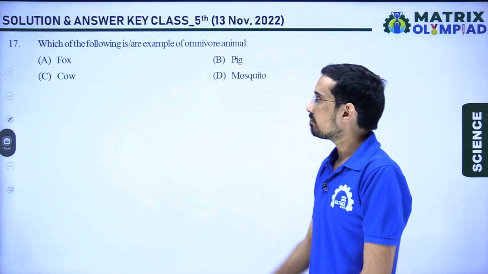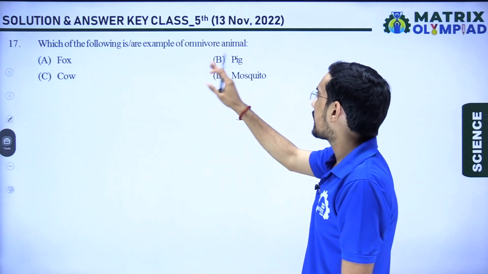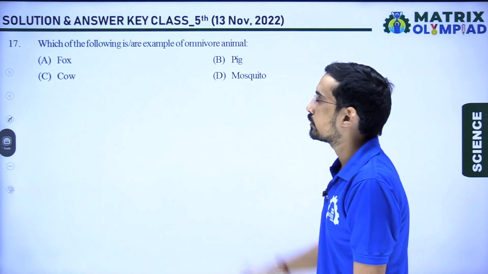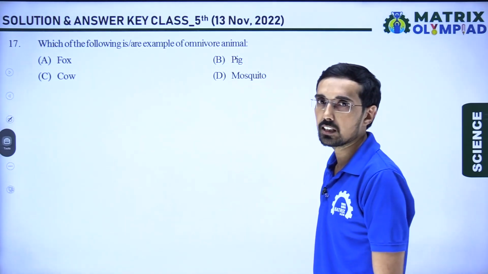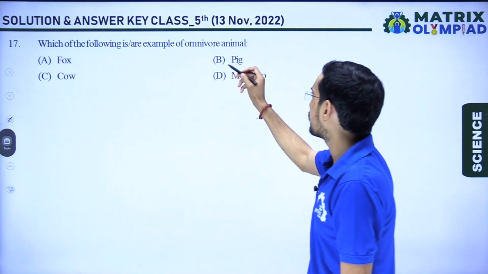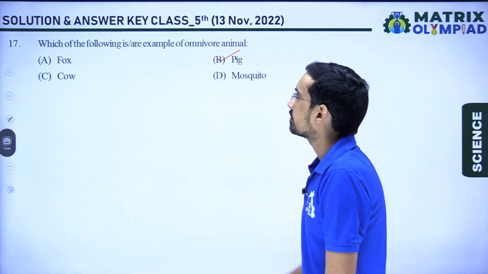Next question. Which of the following is an example of omnivorous? As we all know, omnivorous animals are those animals which eat both plants and animals. So the correct answer will be option B, pig.